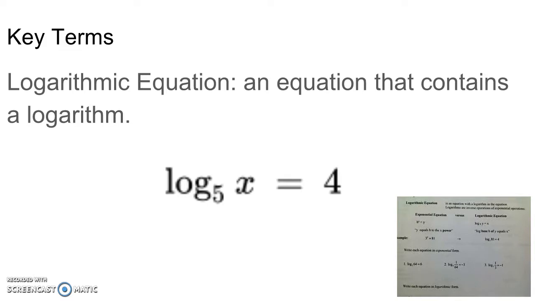So we begin by thinking about the idea of a logarithmic equation. We spent some time last week and the week before talking about exponential equations. Exponential equations had the variable in the exponent. A logarithmic equation is an equation that contains a logarithm. As an example, log base 5 of x equals 4. Can we solve this for x?